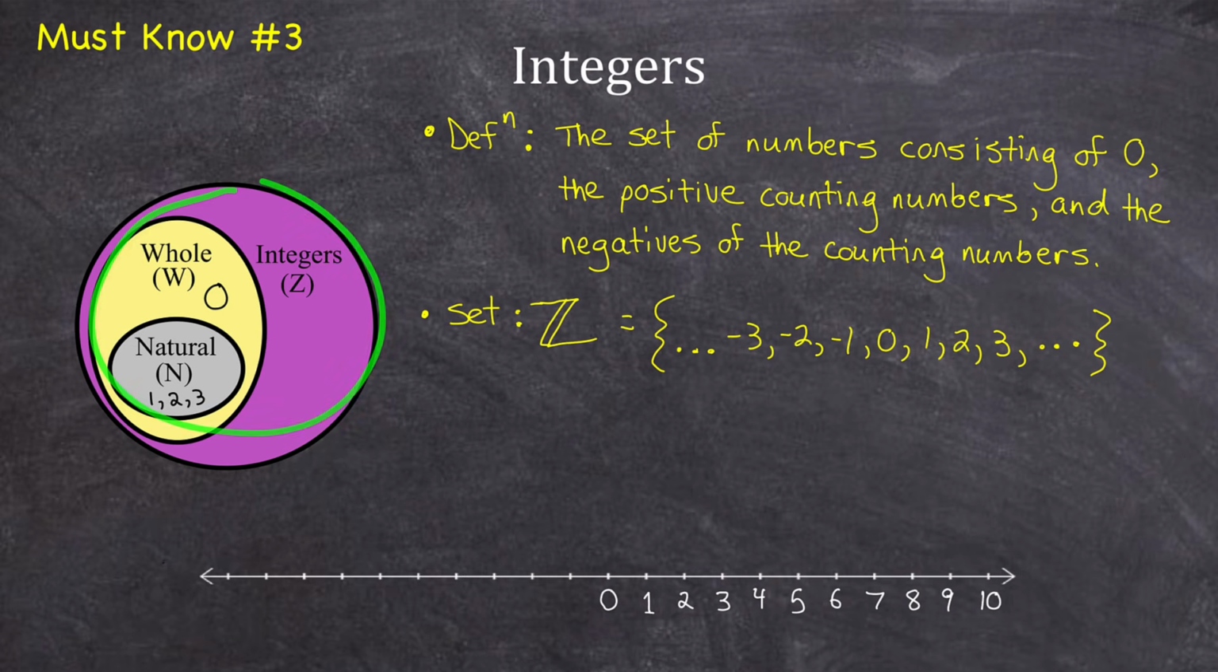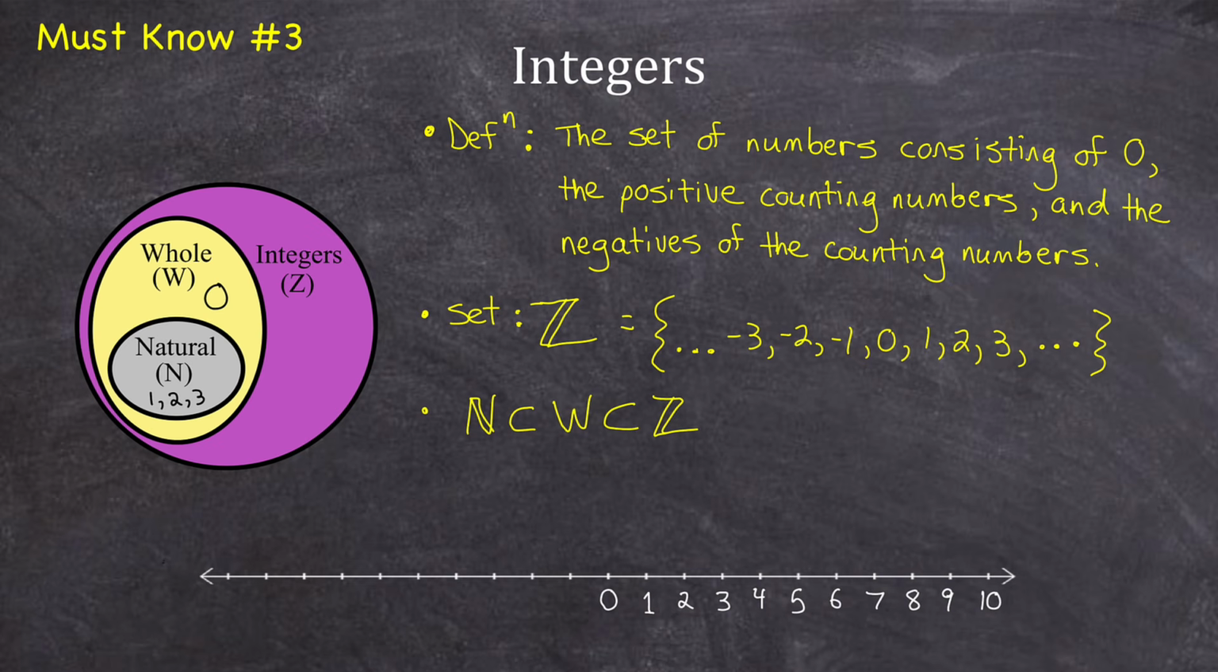Within the set of integers is the set of whole numbers, and within the set of whole numbers is the set of natural numbers. So we could summarize that by saying the natural numbers are a subset of whole numbers, which means all of the natural numbers are within the set of whole numbers, but also the set of whole numbers is a subset of the set of integers. All of the whole numbers are within the set of integers. So I can say the whole numbers are then a subset of the set of integers.